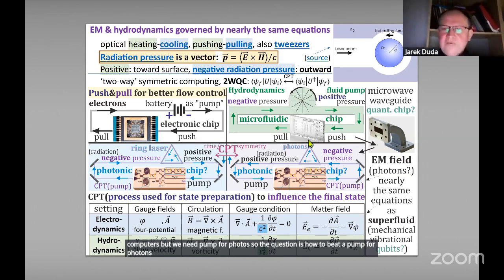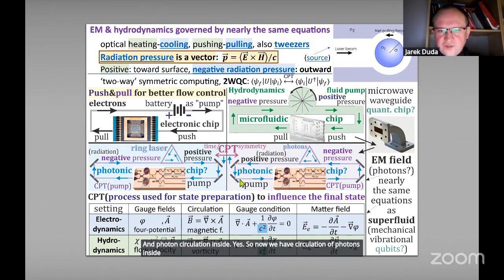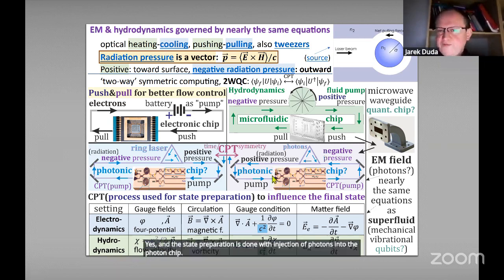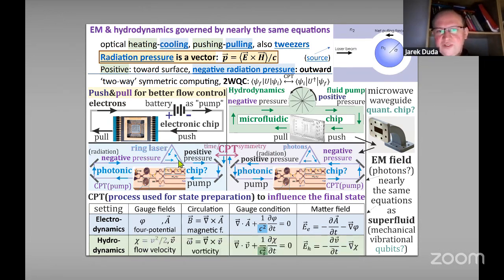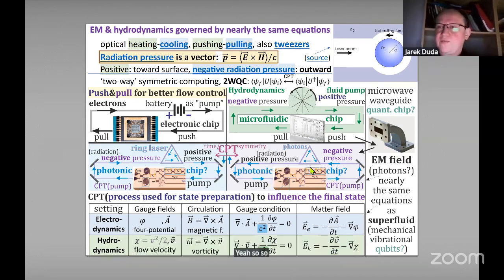It seems that a ring laser should act like this. A ring laser enforces photon circulation inside. So now we have circulation of photons inside, and we inject these photons into this photonic chip. The state preparation is done with injection of photons into the photonic chip. But from the perspective of CPT symmetry, the same situation injects the photons from the opposite side. So we both push the photons with positive radiation pressure and pull with negative radiation pressure on the opposite side in the CPT perspective. So that's the main view.